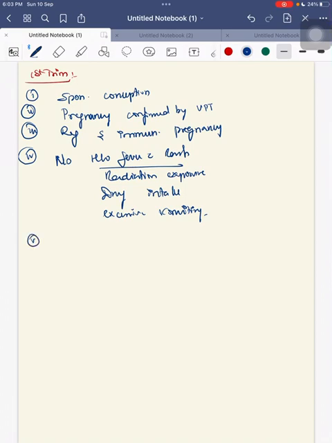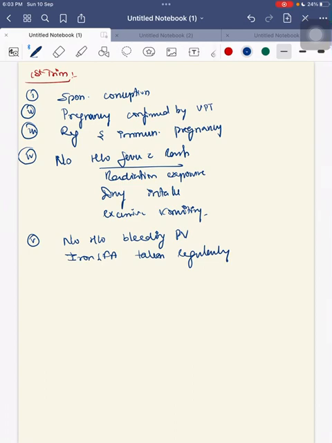Okay. Fifth, no history of bleeding or spotting per vaginum. Mother has been taking iron and folic acid tablets regularly. So what are the possible questions from here?